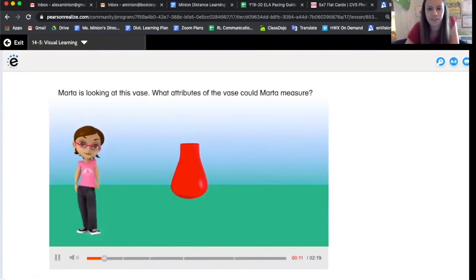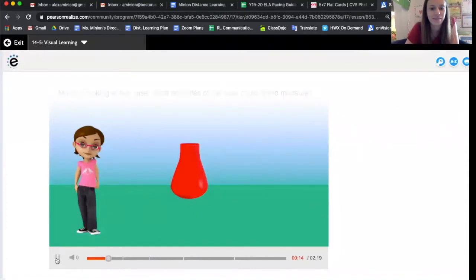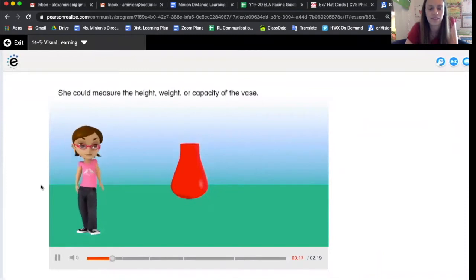What attributes of the vase could Marta measure? Let's think about that. What could she measure? You can say Marta can measure... She could measure the height, how tall it is. She could measure the length, how long it is. She could put it on a scale and measure how heavy it is. Or she could pour water into it and try and measure the capacity. How much water could it hold? She could measure the height, weight, or capacity of the vase.